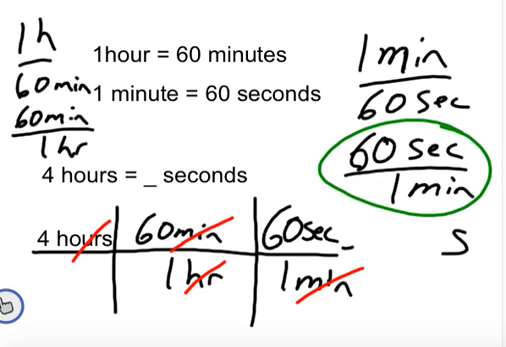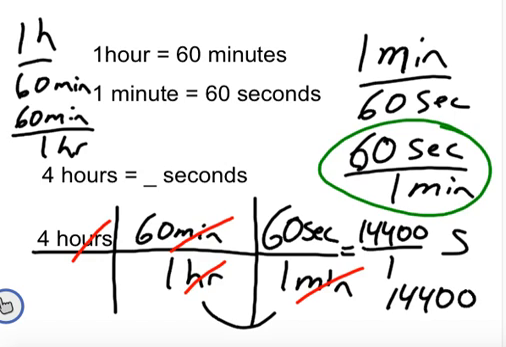Now we do the solving part. It looks like I ran out of room here. Wrote too big. So, 4 times 60 is 240. Times 60 seconds is 14,400. 1 times 1 is 1. So we have a fraction. We break it down, and we get an answer of 14,400 seconds.